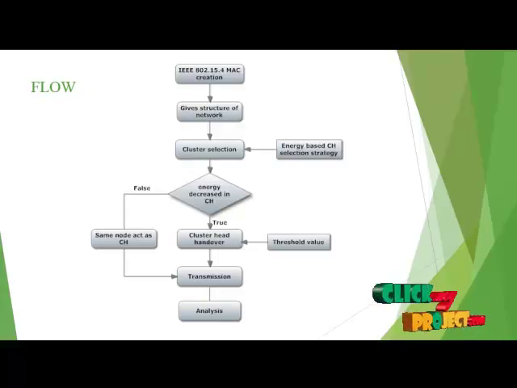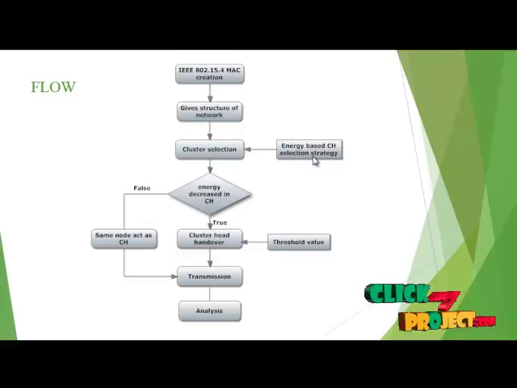Let us discuss the flow of our project. First, the IEEE 802.15.4 MAC layer is created. It gives the network structure of our project. In this wireless sensor network, we create clusters based on the region. The cluster head is selected based on the energy-based CH selection strategy.